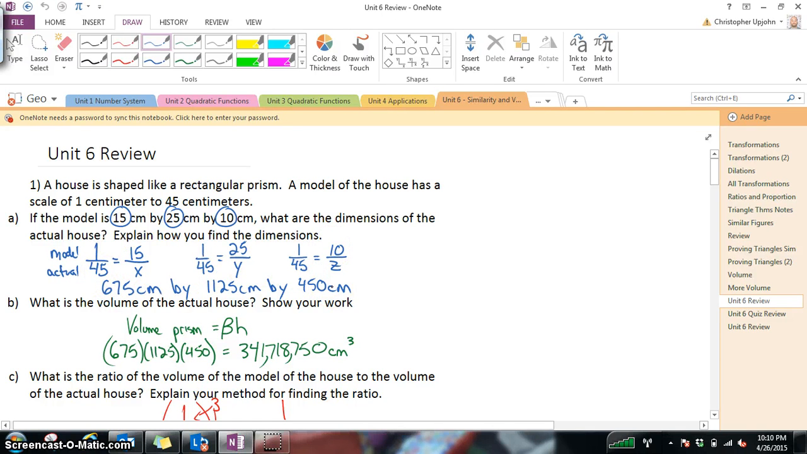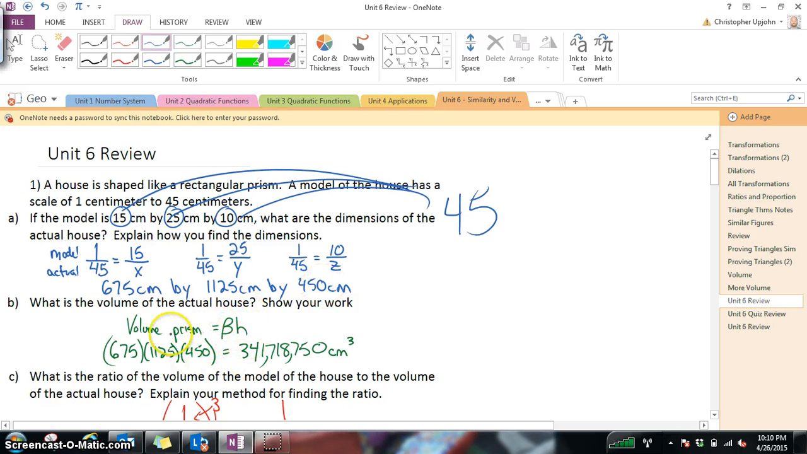We cross multiply, we find it. Or all you do is multiply 45 times all three of those numbers. Gives us 675 centimeters by 1125 centimeters by 450 centimeters. What is the volume of the actual house? You gotta multiply those three numbers together.